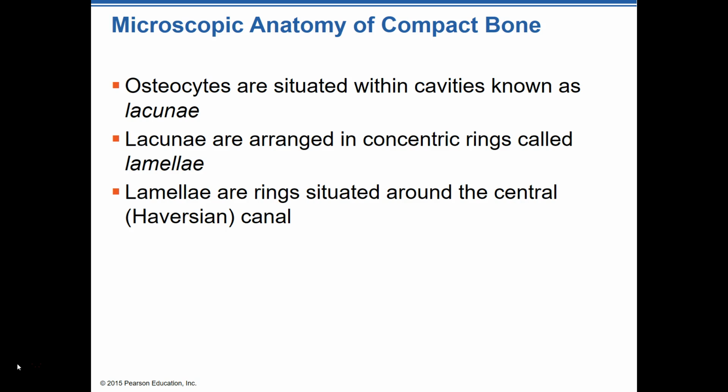Okay. If we look at bone a little bit more closely, especially compact bone, osteocytes are bone cells, and they're situated within cavities known as lacunae, however you want to pronounce that. These lacunae are arranged in concentric rings called lamellae. And then the lamellae are basically rings situated around a central Haversian canal. So I know it's a whole lot of new words and a whole lot of new things, but it's really not quite as complicated as it may sound.